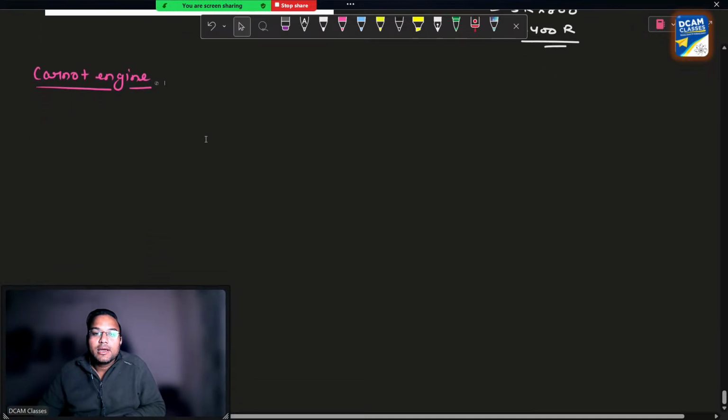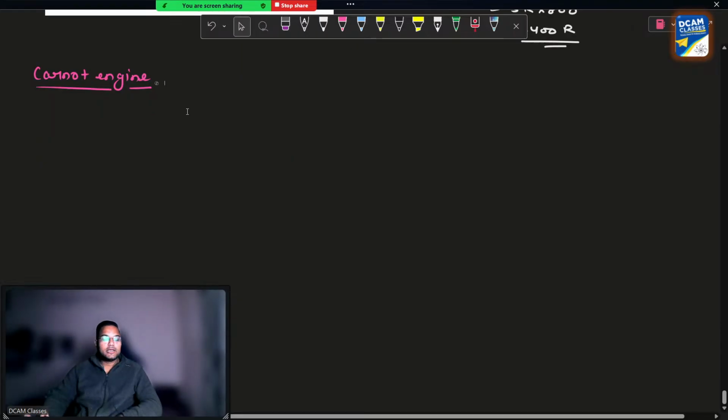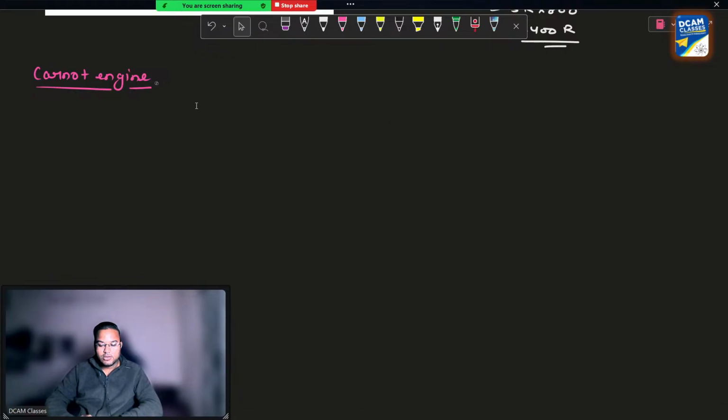Okay. Today we'll discuss this Carnot cycle. Then actually one more concept is left after that, which is entropy. If possible, I'll try to cover that because it's a very small concept. Questions based on that I'll teach you in the next class.